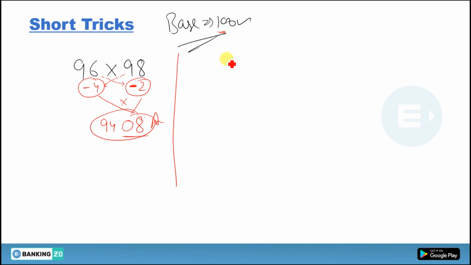This is quite simple actually. Now move to the next one. If you have to multiply 94 into 92, this one is 6 less, this one is 8 less. Multiply both, you are getting 48.